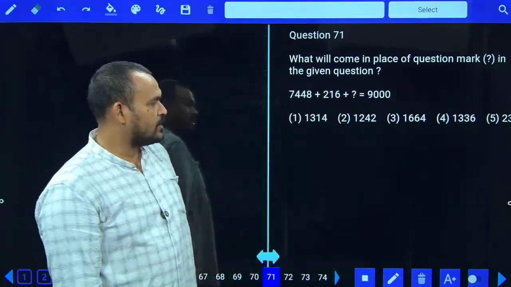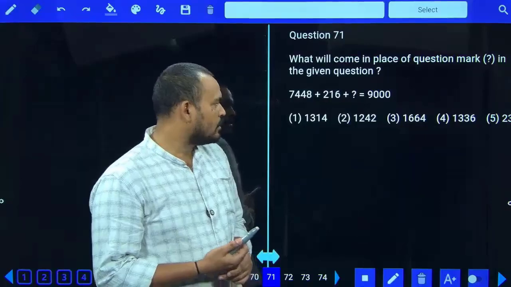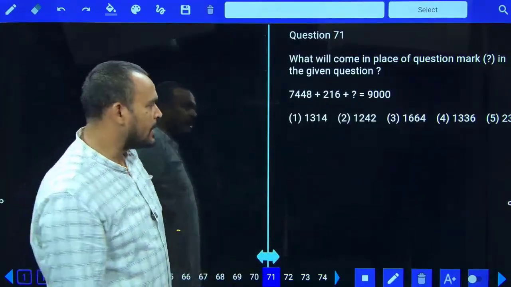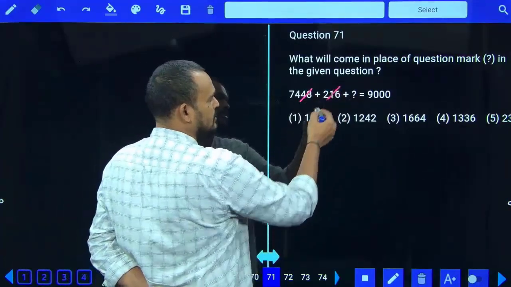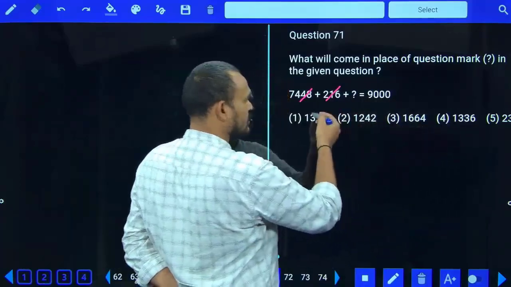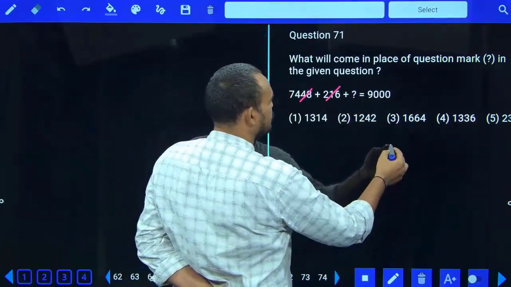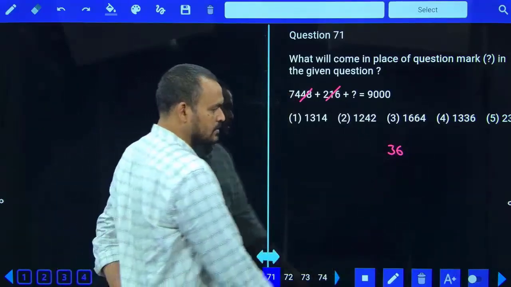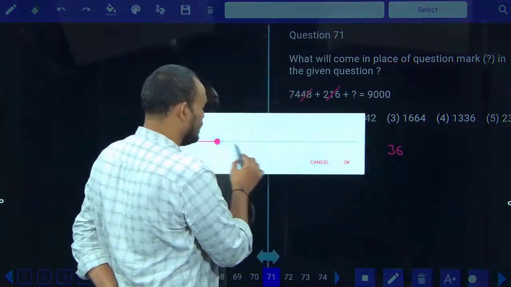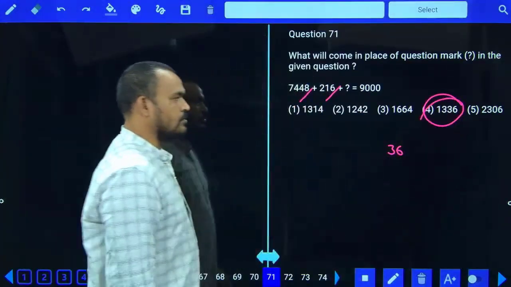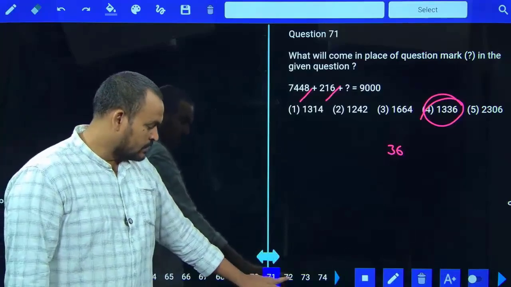Next question number 71. 7448 plus 216 plus something is equal to 9000. Okay. First of all, left hand side positive, so it will become right hand side negative. Okay. 48 plus 16 how much? 64. Okay. Out of 1000 we are subtracting 64 and the answer should end with 3 6. How many options end with 3 6? Only one option. Which one? Fourth one.